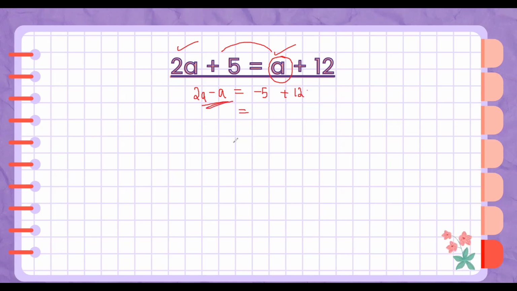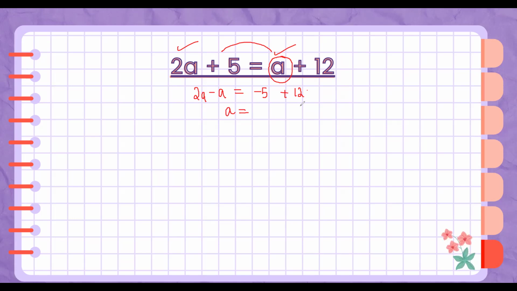Let's solve the equation peacefully now. What is 2a minus a? It's 1a, which is just a. And what is minus 5 plus 12? Hmm. Now, how do we solve addition of integers if the numbers have different signs?